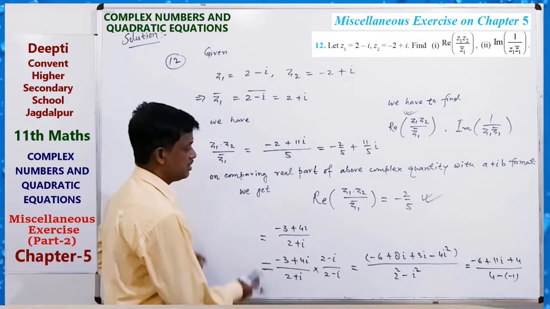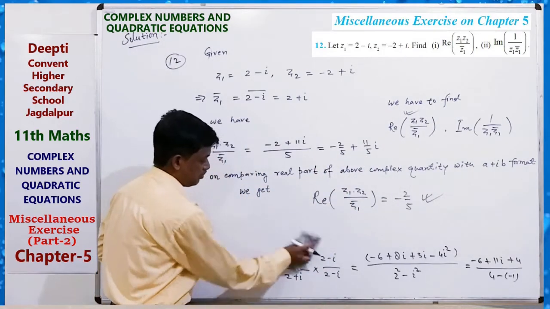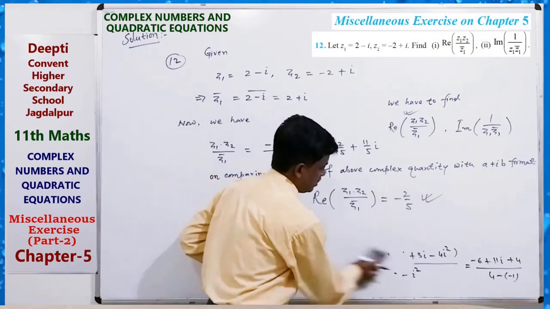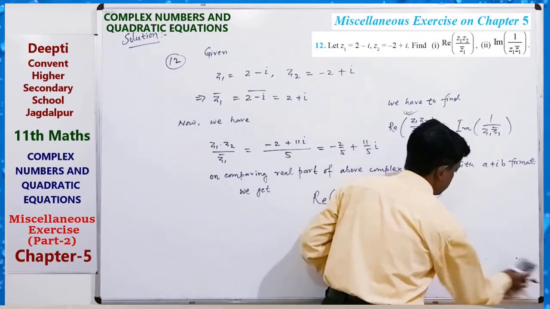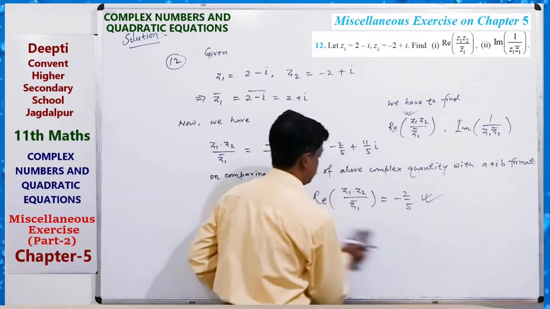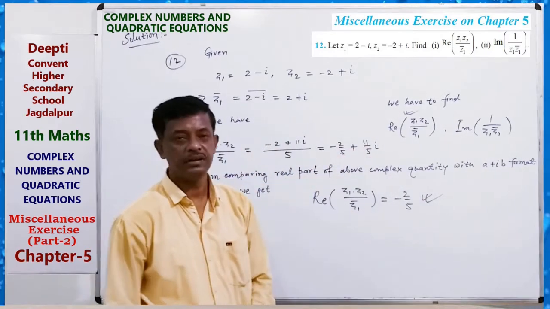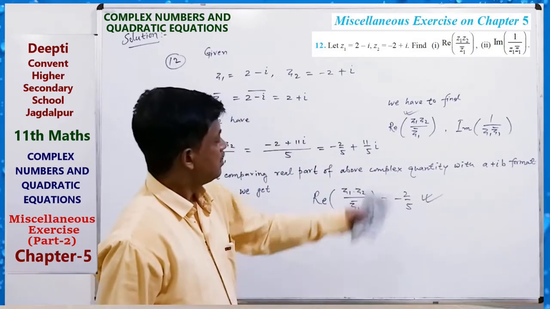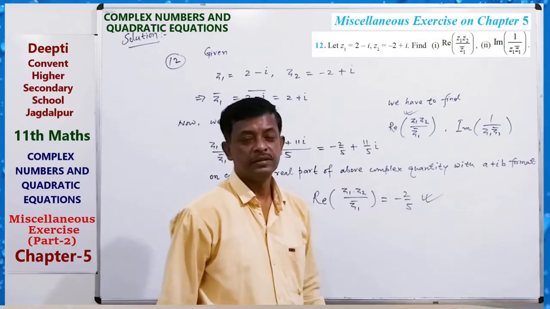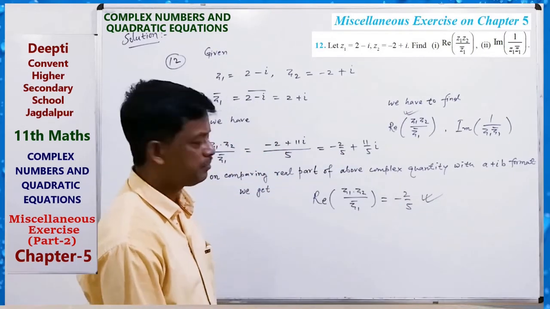So, real part is minus 2 by 5. So, we have to first convert the complex quantity in terms of a plus ib format. Okay, this is real part, this is imaginary part. And the second part, also you can do very simple.